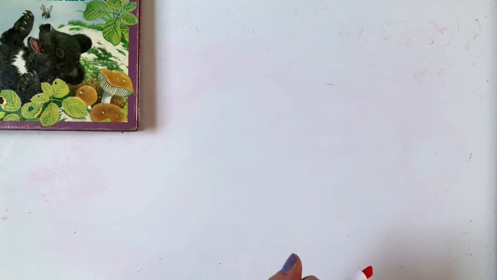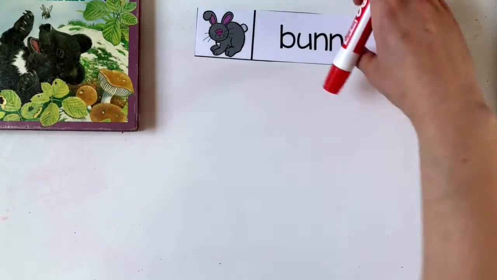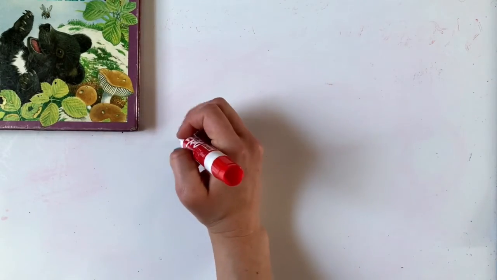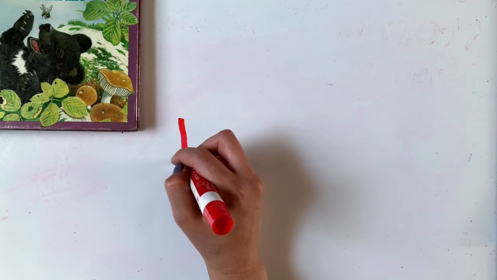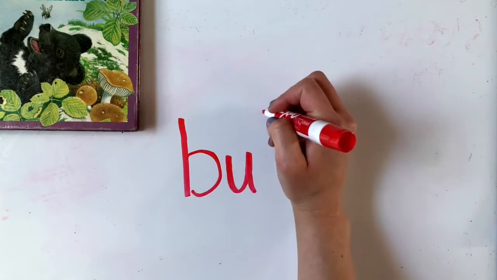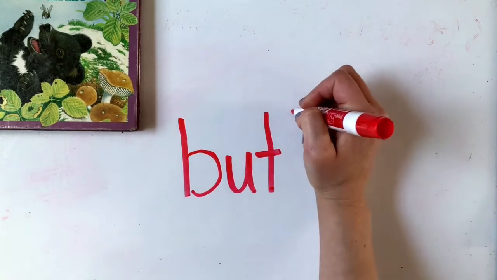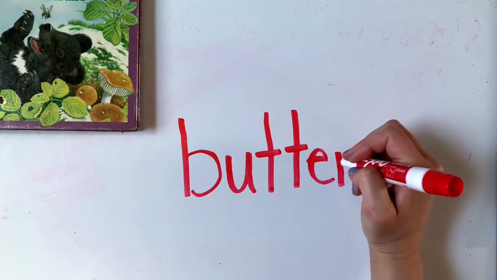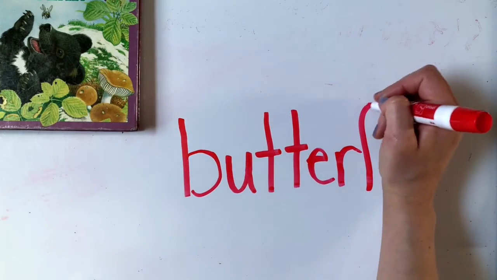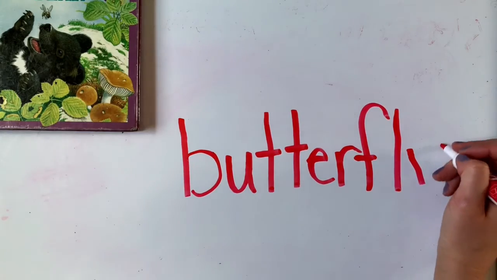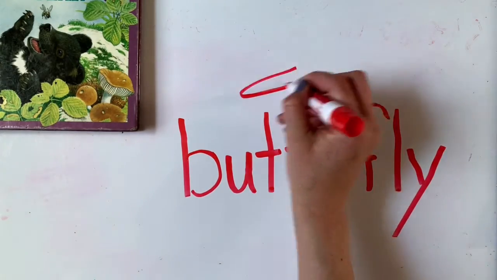Now in this story, they also talked about how the bunny rabbit was searching for butterflies. So let's write the word butterfly. And butterfly starts with B, B, U, T, T, E, R, F, L, Y. Butterfly.